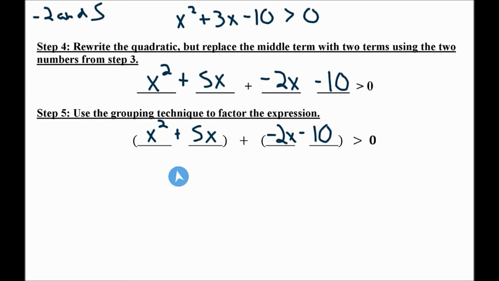But remember, the greatest common factor doesn't always have to be a number. It can be a variable. In this case, you ask yourself, is there an x in each term in the parentheses? And yes, there is. There's an x, and there's an x. Then you choose the one with the lowest exponent. And in this case, here's an x squared, there's an x to the 1, so I want to factor out just an x here.